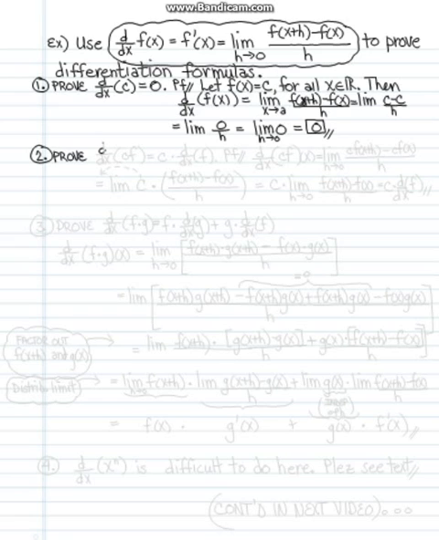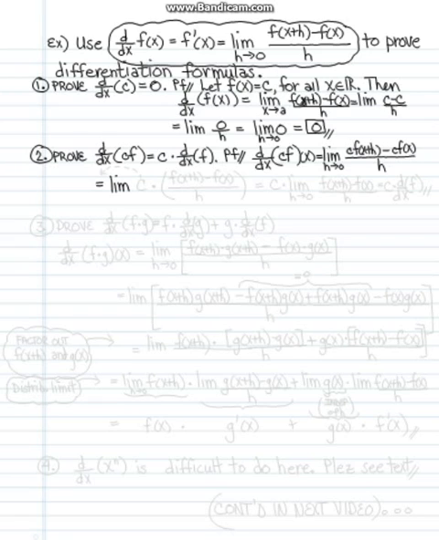Number 2, we're going to prove the derivative with respect to x of a constant times the function is equal to the constant times the derivative of the function. In other words, you can pull constants outside of the derivative operator. Let's prove that. The derivative with respect to x of c times f evaluated at x is equal, according to our limit definition, to the limit as h approaches 0 of c times f of x plus h minus c times f of x over h. We're just applying this function to the limit definition.